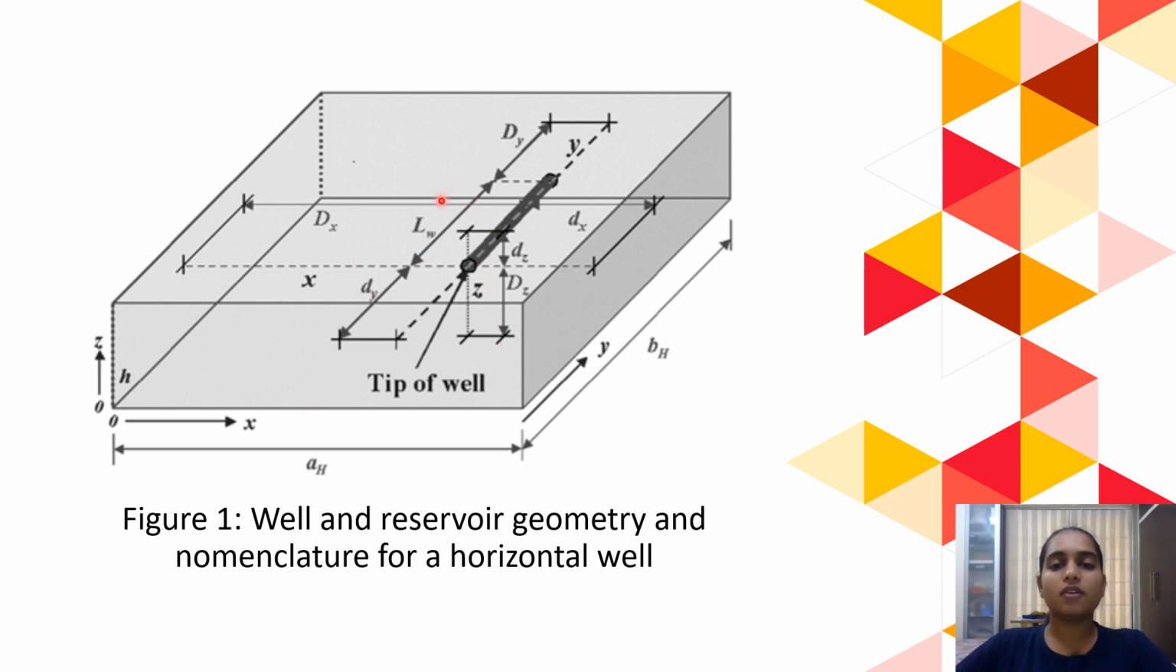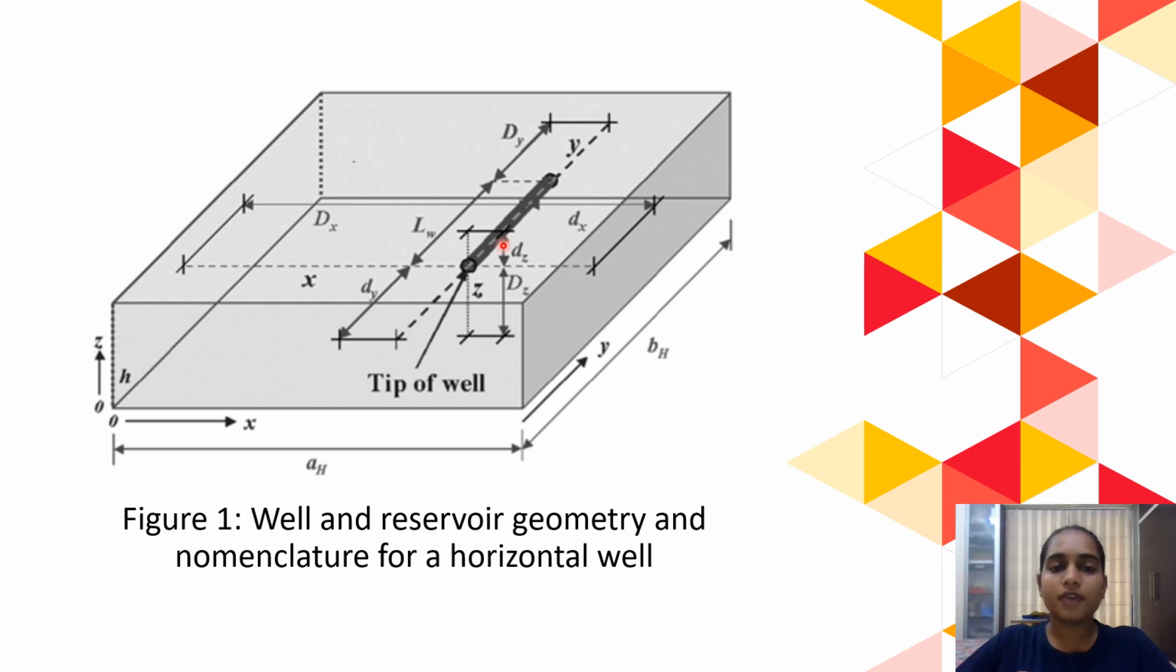The total width of the reservoir perpendicular to the wellbore is AH, and the total length in the direction parallel to the wellbore is BH. The total height of the reservoir is net pay thickness H. Notice the parameters for distance from the well to the various borders.